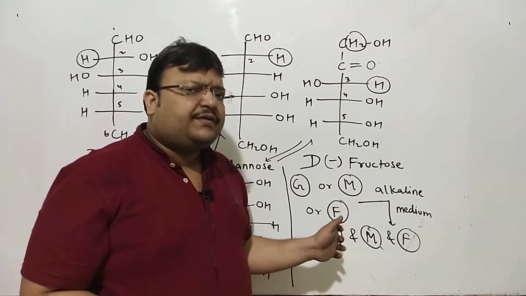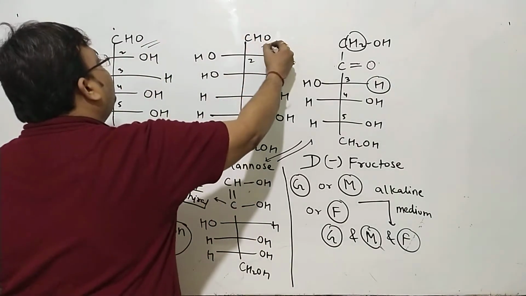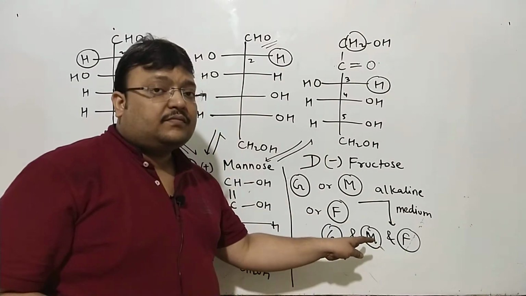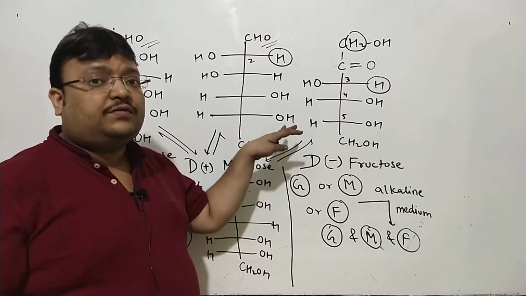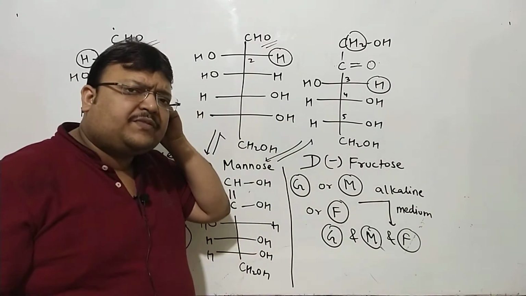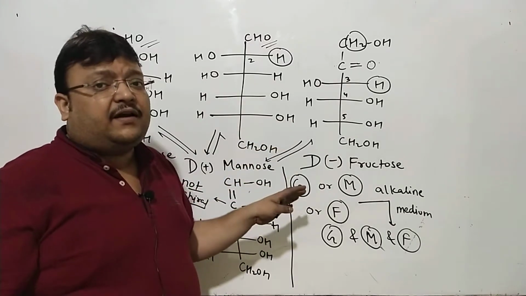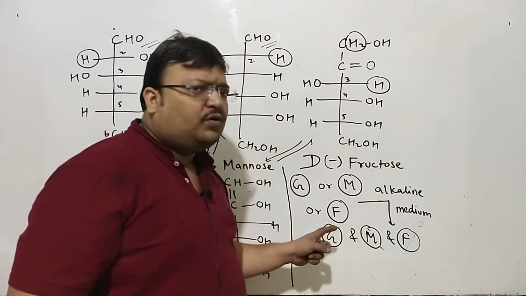And because some molecules get converted to glucose and mannose, which have a free CHO, those molecules give a positive test. So this is how fructose, despite being a ketone, behaves as a reducing sugar, reduces Tollens, Fehling's, Benedict's, because in alkaline medium, fructose gets converted to glucose and mannose.